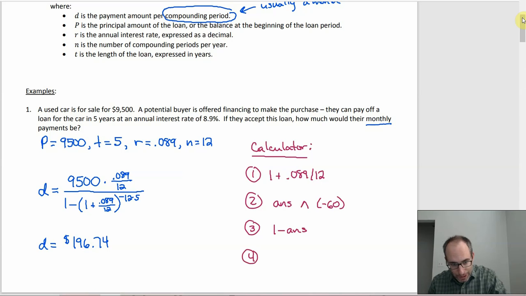And then for the fourth step, I guess you'd have 9,500 times 0.089 divided by 12, and then divided by the previous answer that you would have from number 3, and that would actually do it. That would give you the 196.74. That was how I did it.